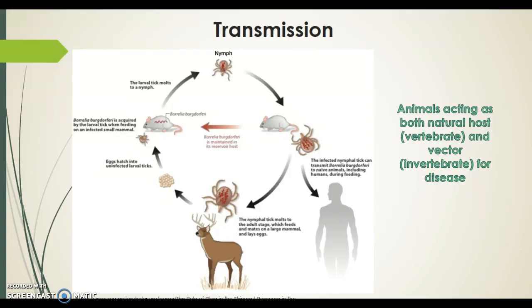The nymphs then molt into adult ticks, which then feed and reproduce on larger animals, in this case the deer. Adult ticks are transmitted by the deer to leafy areas where they lay their eggs. The eggs then hatch into new larvae that acquire the Borrelia burgdorferi agent when they feed on infected mice. The thing is that mice can maintain the Borrelia burgdorferi, so they continually act as reservoir hosts. So basically here we can see animals acting as both natural hosts, in the case of the vertebrate animals, and vectors, in the case of the invertebrate individuals.